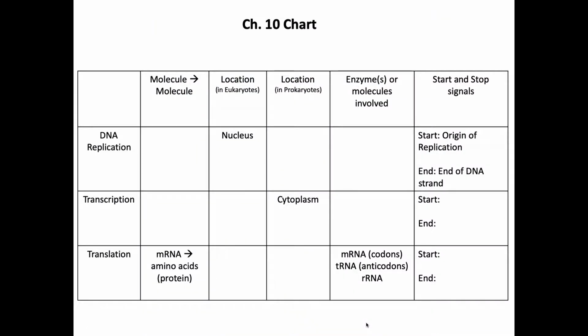There's this chart on Blackboard. It's a good idea for you guys to complete it to keep things organized: what's involved in DNA replication, what's involved in transcription and translation. Because I think that's one thing students mess up on the exam, keeping it organized.